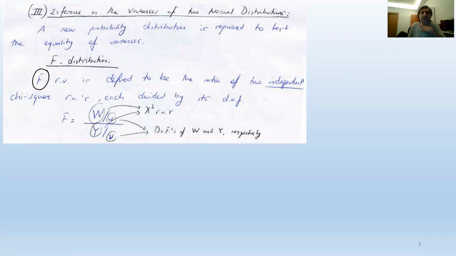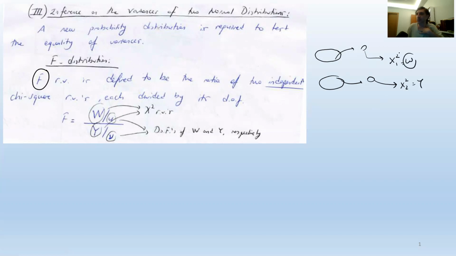So an F random variable is defined to be the ratio of two independent chi-square random variables, each divided by its degrees of freedom. So basically, we are going to have a distribution and another independent distribution. We are going to have two independent samples from those distributions, and from that independent sample, we are going to be obtaining a chi-square random variable. And from this one, we are going to be obtaining another chi-square random variable. You may call this 1 and 2 if you like. Here, they are denoted with W and Y.